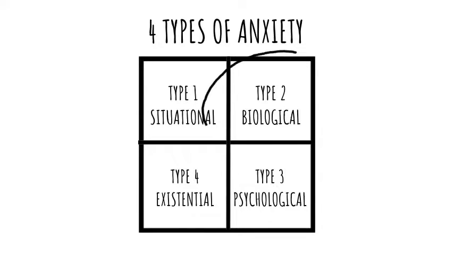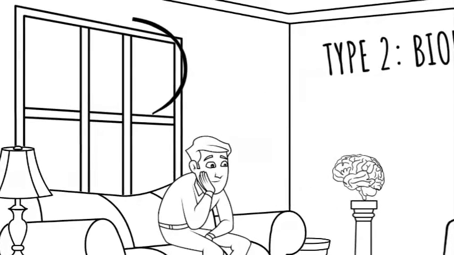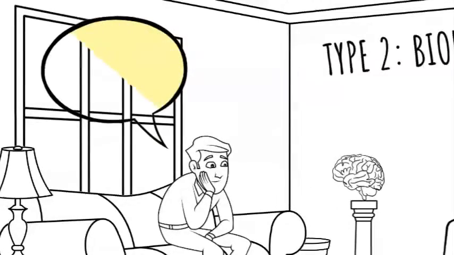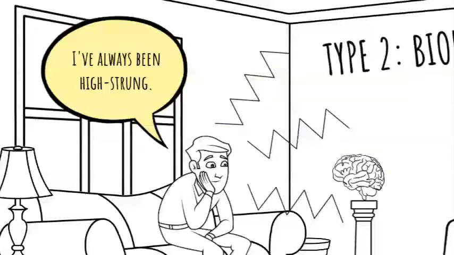Type 2. Biological anxiety. Determining whether someone's anxiety has a biological cause or a psychological origin is an art, and it can take considerable time in therapy to make this determination. From experience, I begin to suspect the biological cause of a person's anxiety when I hear them say things like, "I've always been high-strung," or when I notice them consistently being restless, regularly picking their nails or hair, or complaining about a racing heartbeat or high blood pressure.